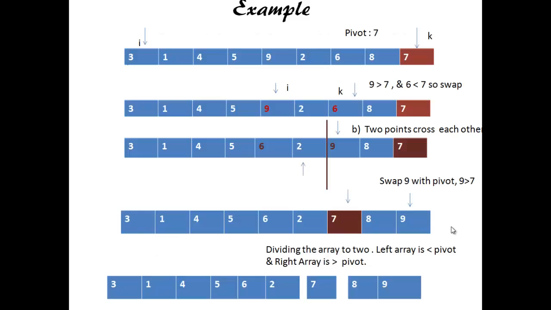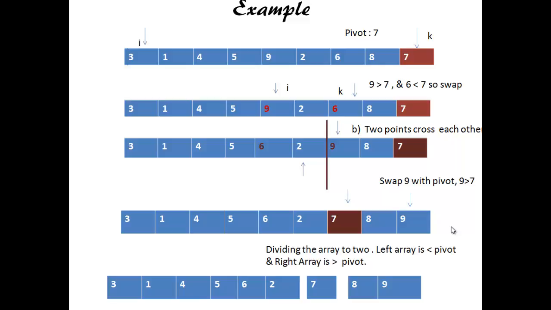Consider the example. Consider an unsorted array. Here the pivot element is chosen as 7. Before going into the example, you should know about some terms. Partitioning begins by locating two position pointers. Let's call them the left pointer with position I and the right pointer with position K. The goal of the partition process is to sort the array.